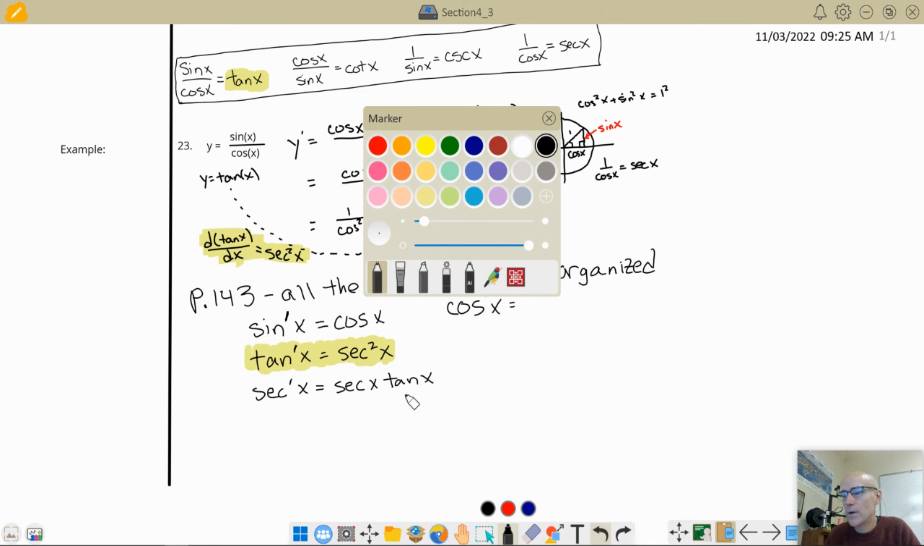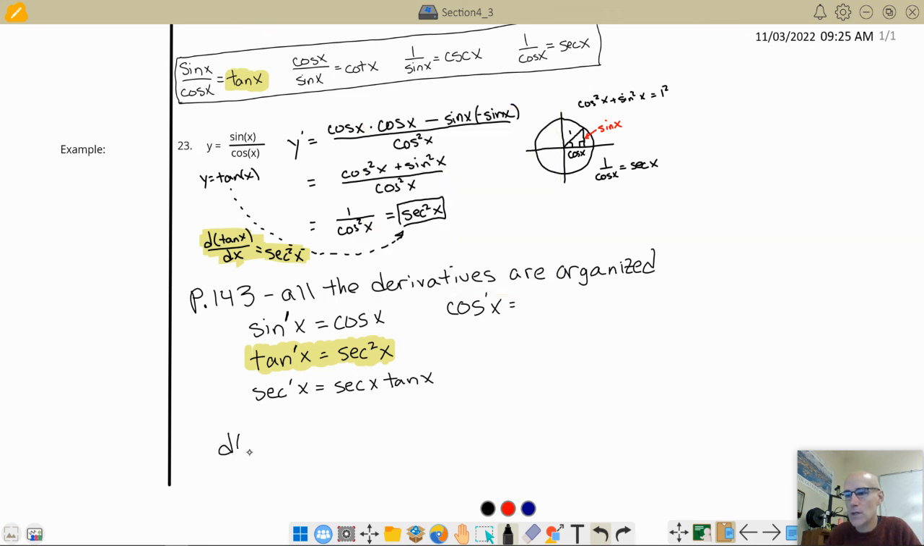Okay. Now I'm just going to do one of these. I'm not going to do the other four trig functions, but let's do the derivative of the secant of x. So here's that differential notation I was talking about. D of secant of x with respect to x. Okay, so what am I doing? I'm going to take the derivative of 1 over cosine of x, all right, with respect to x.